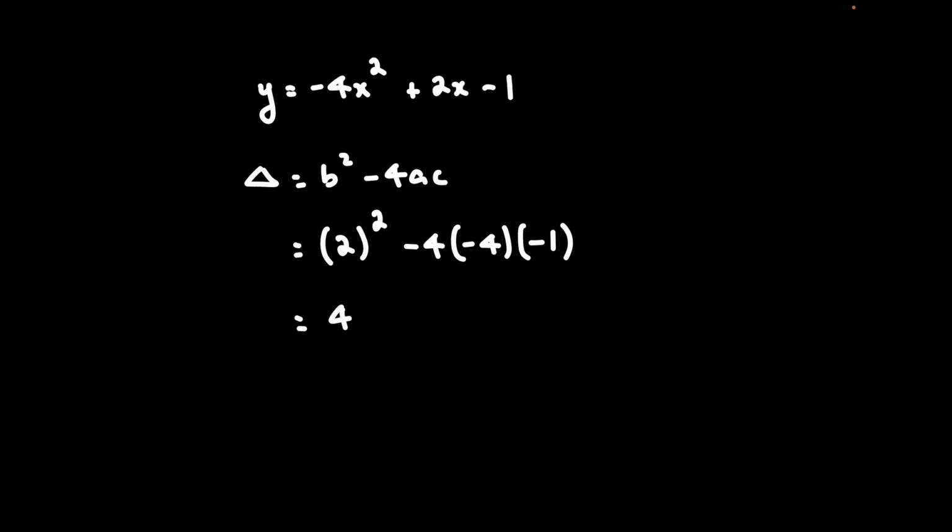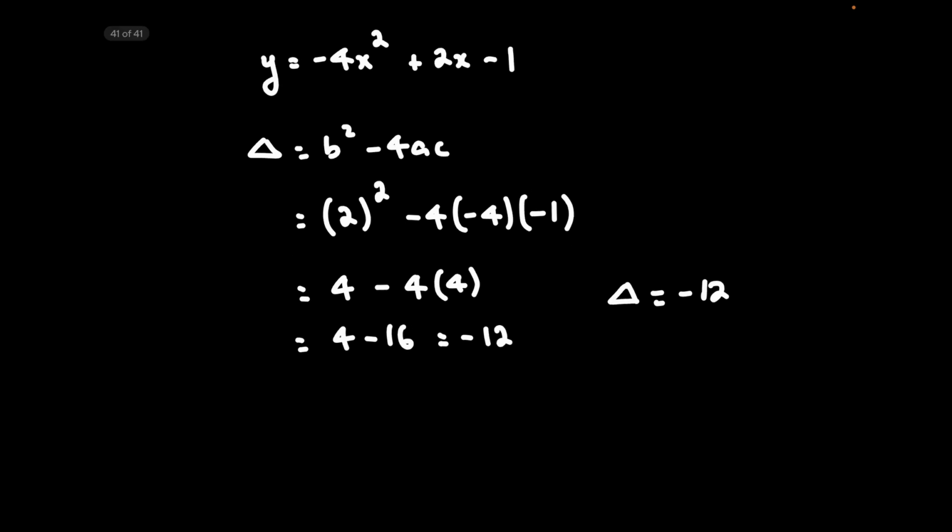2 squared is equal to 4. Minus 4 times minus 4 times minus 1 is just equal to 4. So this whole thing simplifies to 4 minus 16, which is equal to minus 12. Because the value of our discriminant is minus 12, a number less than 0, our quadratic will have no solutions. It'll have no x-intercepts. Let's move on to another one.